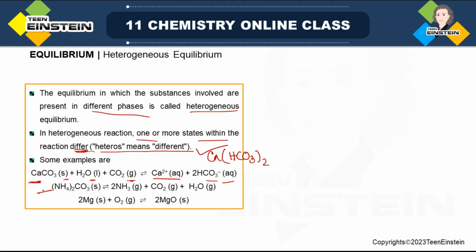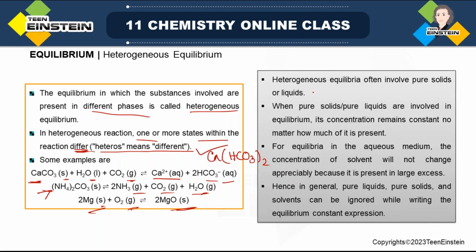Come to the second one. Here ammonium carbonate is the only reactant present on the left hand side, and it is in solid state. After its decomposition you are getting 3 substances, all in gaseous state. This is basically water vapor. So it is heterogeneous. And the third example, 2Mg, that is magnesium metal. Obviously it is solid, reacting with oxygen, which is a gas, and we are getting magnesium oxide, which is again solid.